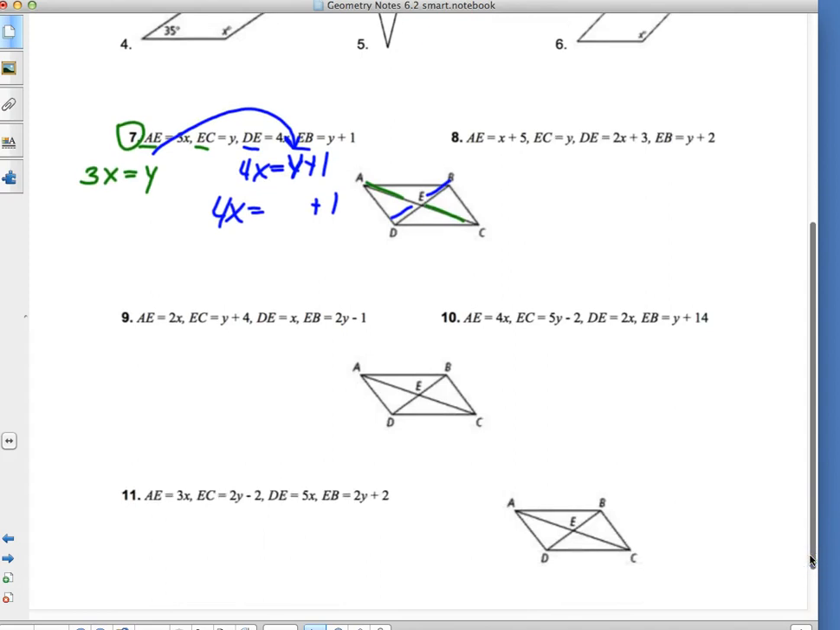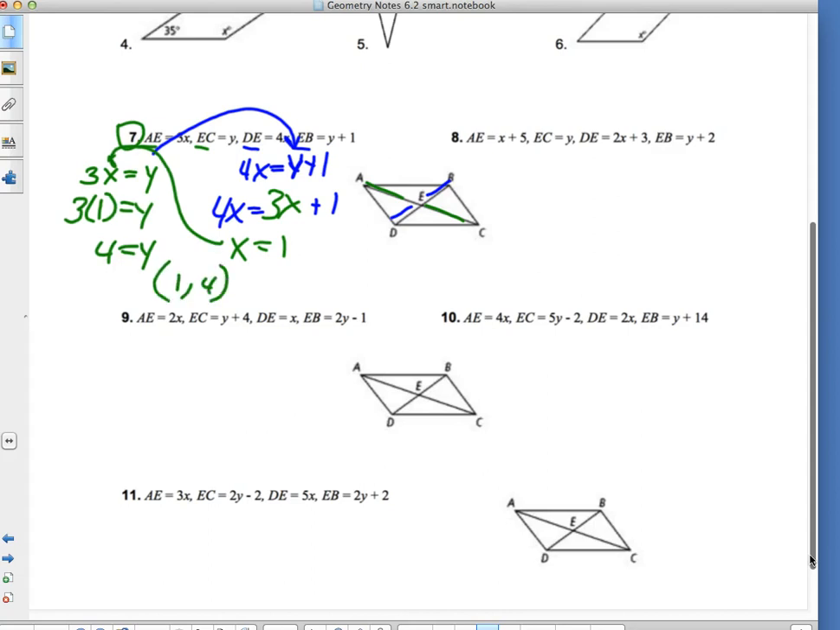Okay, so I am going to plop in 3x. Subtract 3x, x is equal to 1. So I have by substitution, and then I combine like terms and solve. After I get that, I have to take that value of x and plug it back in. 3 times 1 is equal to y, so 3 is equal to y. So I have my answer, 1, 3, okay? And I put it in a coordinate pair.